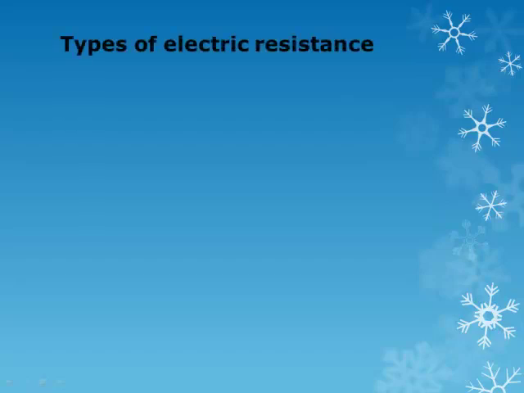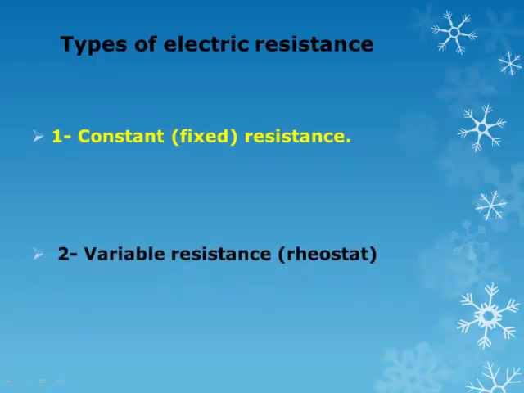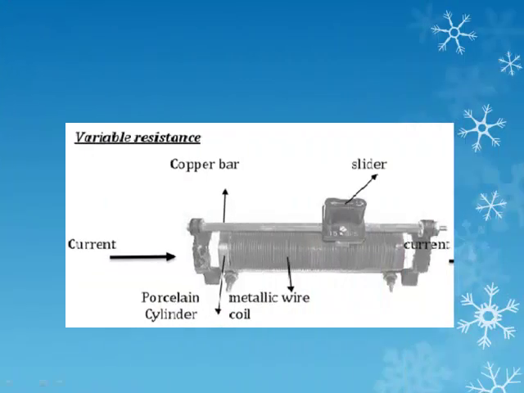What about the types of electric resistance? We have two types. Number one, constant or fixed resistance. Number two, variable resistance or rheostat. Constant resistance, its symbol is this, and the rheostat, its symbol is this. Its shape is the same as the constant resistance, but there is a slider here, so it is variable.